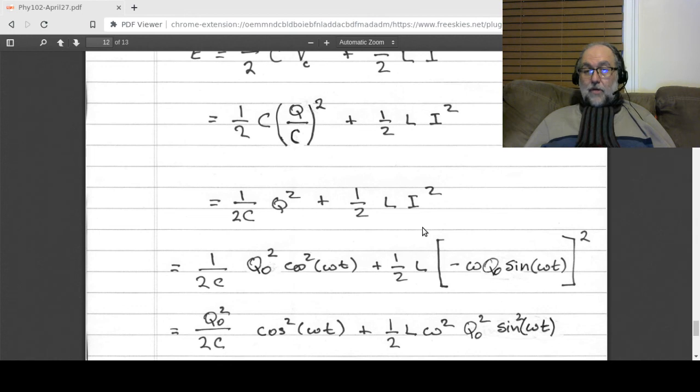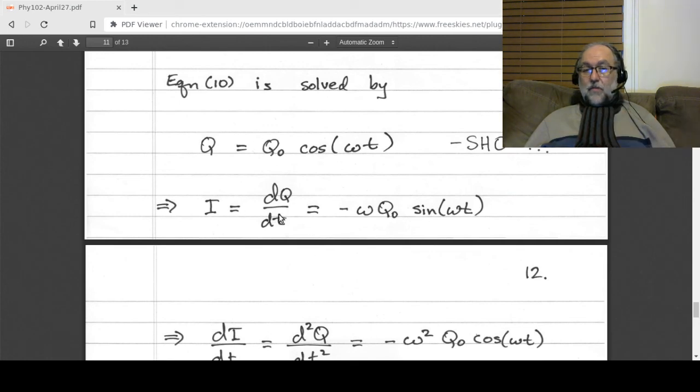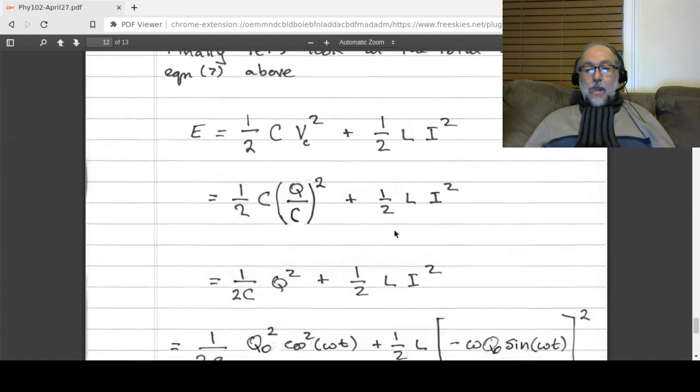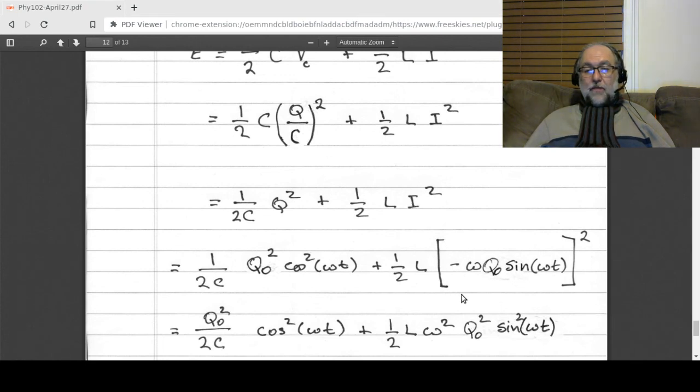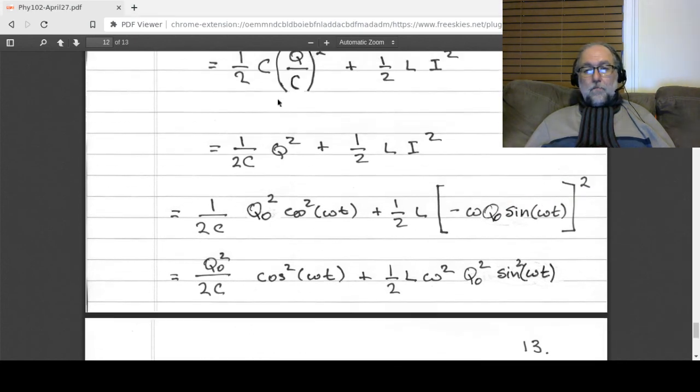And for I, we also have a formula, and that is this one right here, because I is the first derivative of Q with respect to time. It's minus omega Q naught sine omega t. So down here, for I, in the square brackets, we're going to substitute minus omega Q naught sine omega t. Just distribute the squaring over all the factors in there. The negative sign goes away, and you're going to get 1/2 L. That omega will give you omega squared, that Q naught will give you Q naught squared, and sine omega t will give you sine squared omega t.